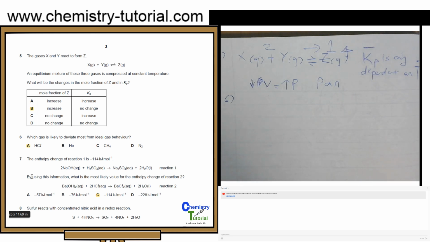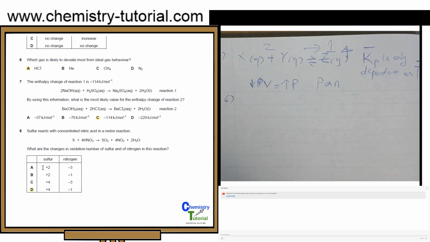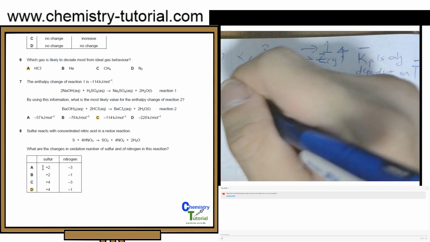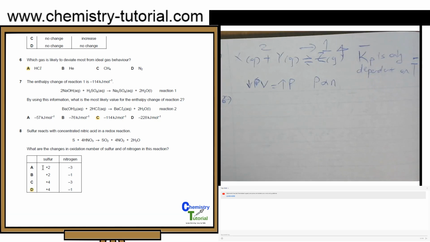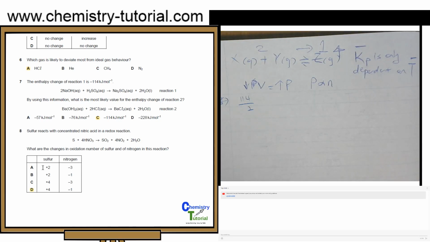For question 7, the enthalpy change of reaction is minus 114 kilojoules per mole. So you need to know that this is actually the standard enthalpy change of neutralization. Per mole refers to per mole of water produced. So for reaction 1, 2 moles of water was produced. Therefore, that means for every mole of water produced, it releases 114 over 2 kilojoules of energy.